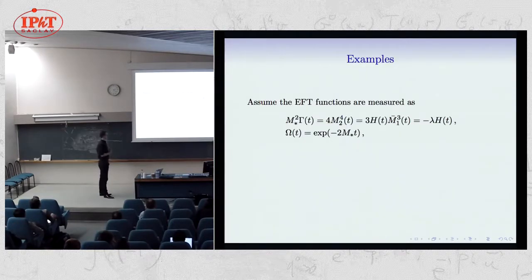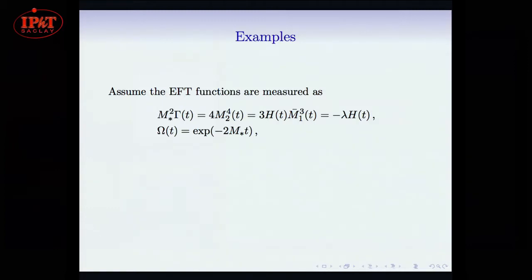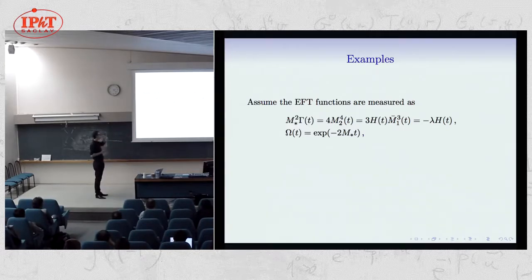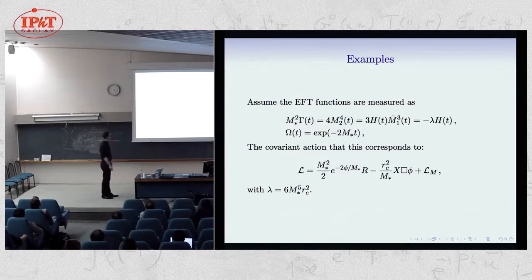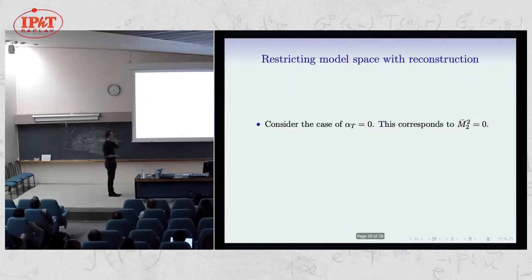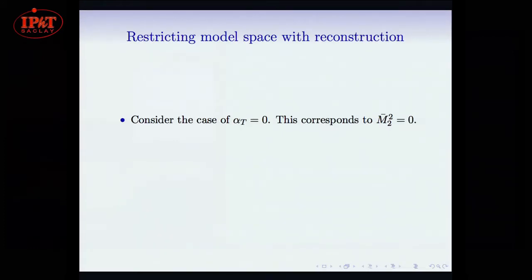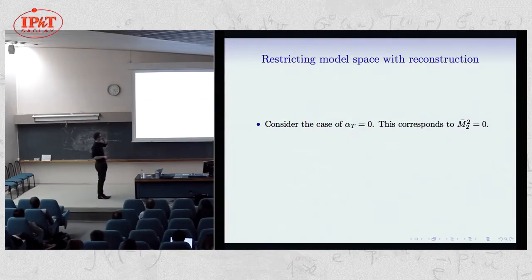Okay, so just to show an example of this, say for example, EFT functions are measured to be proportional to, say, the Hubble parameter in this particular way, and omega t is measured to be some kind of decaying exponential. Plug that into the reconstruction, and you get this well-known model of inflation when you identify this lambda here. So it's a way to go from each of these EFT functions to your covariant theory. I've gone very quickly. I shouldn't have gone over that, that's a good thing. But anyway.